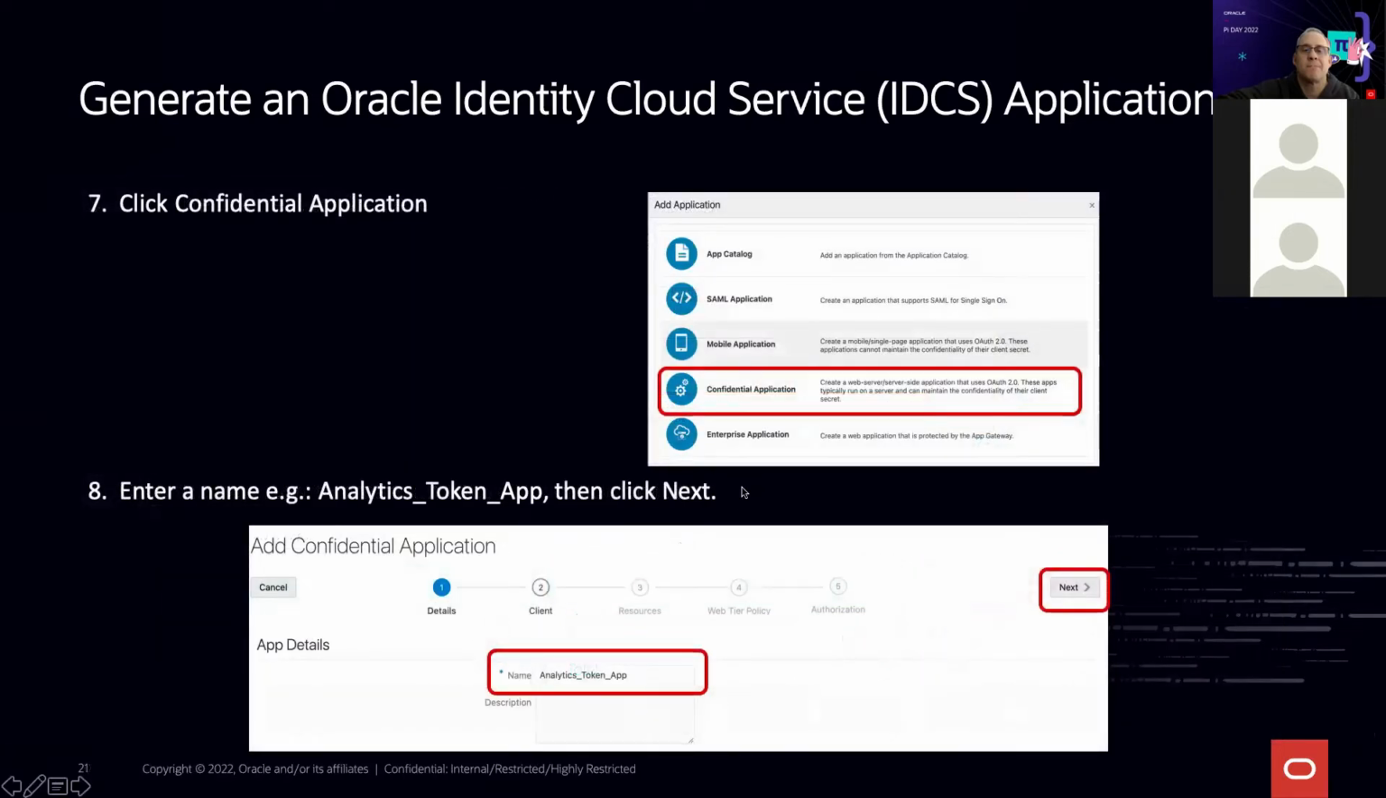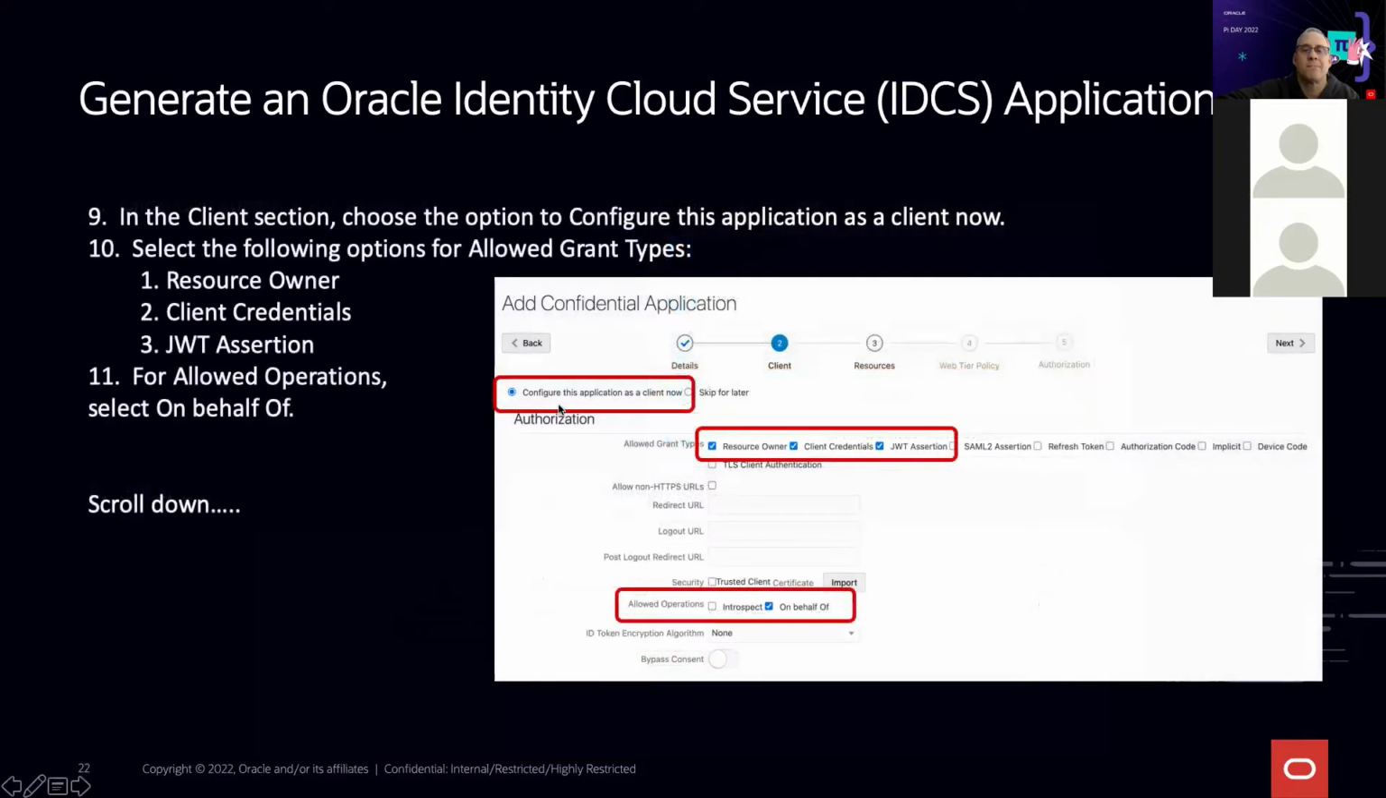So now back to the setup of our application. We choose a name for it, and we chose to configure the application as a client for now. And here's where we want to make sure that we specify a couple of checked items for configuring the client application. Now we want to select 3 boxes: resource owner, client credentials, and JWT assertion. We want to make sure those are checked. We also want to make sure that we're checking for allowed operations, the option for on behalf of.